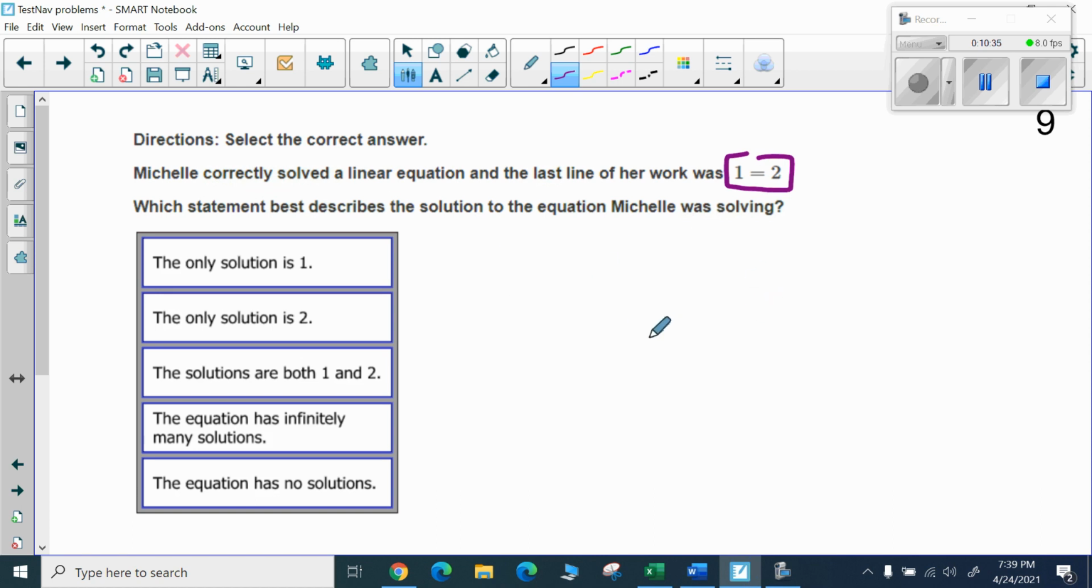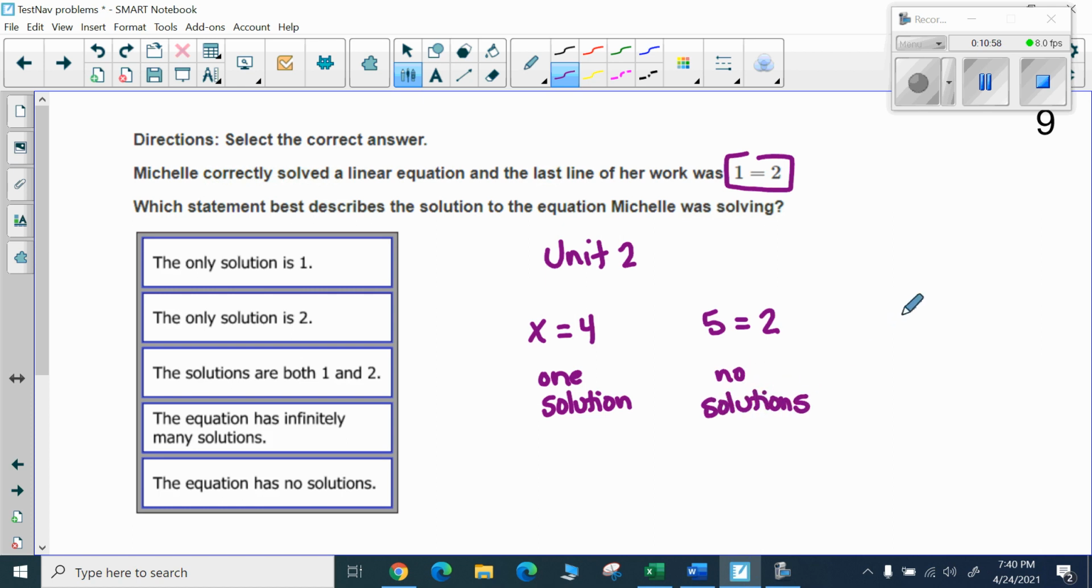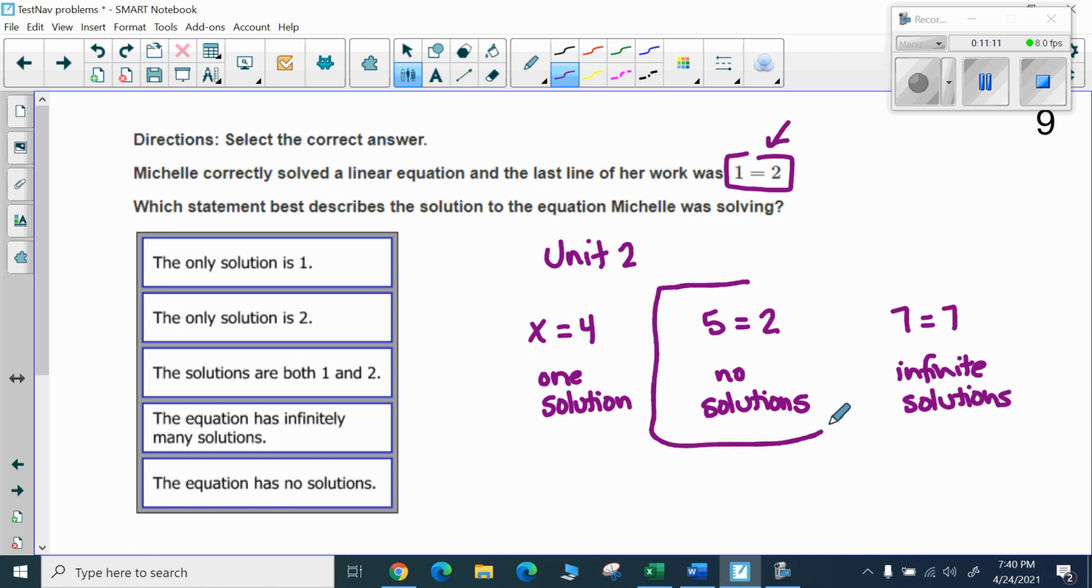You may remember, if you go back to Unit 2, Notes and Videos, when we talked about number of solutions, if you get x equals a number, remember that means one solution. If you get a number equals a different number, that means no solutions. And if you get a number equals the same number, remember that's infinite solutions. So this is just something that you had to memorize. And 1 equals 2 would fall in this category, that there are no solutions.